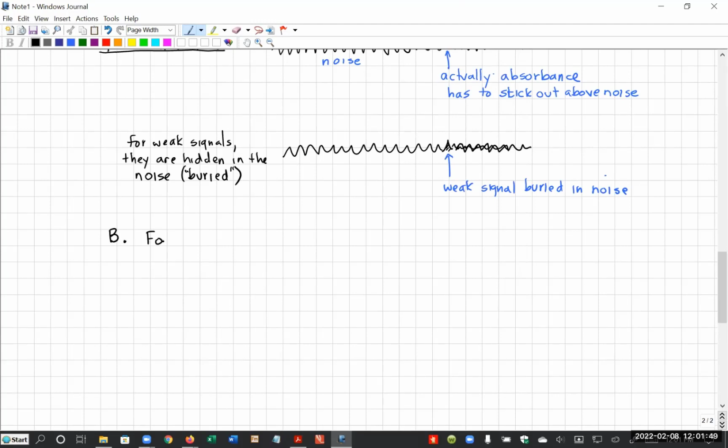They call it the Fourier Transform instrument, abbreviated FT. Now, this was only possible when they got computers.